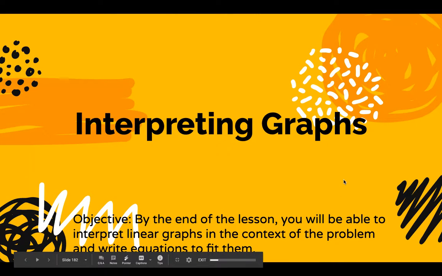So today I'm going to explain how to interpret linear graphs, and by the end of this you'll be able to interpret them in the context of the problem and write equations to fit them.